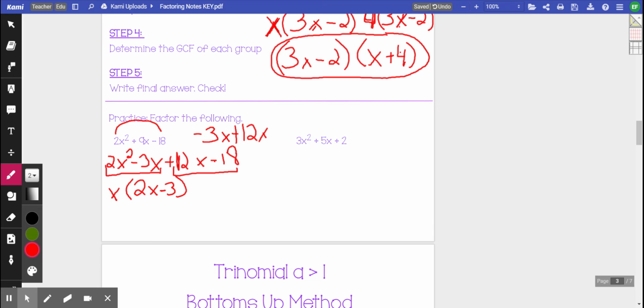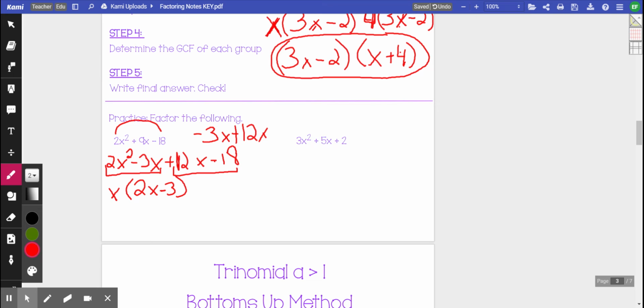Same idea, look for my GCF in the next set. And 12 and 18, GCF is going to be 3. So I'm left with, actually, no, not 3. I could totally take out bigger than 3, right?